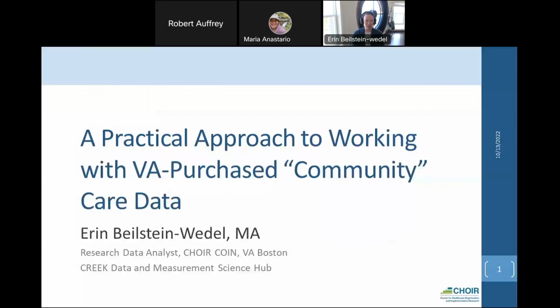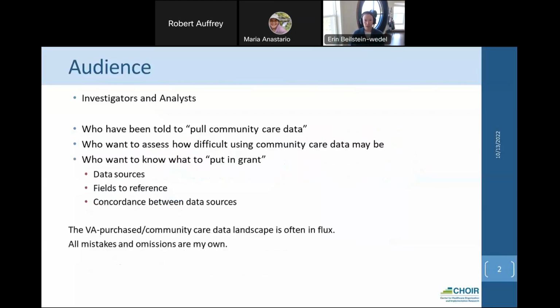My name is Erin Beilstein-Wedel. I am an analyst at the Boston VA for the Choir Coin, and I'm also an analyst for the CREEK Data and Measurement Science Hub. CREEK is basically the coordinating organization between IVC and researchers.